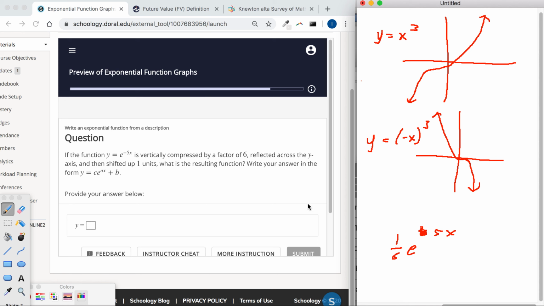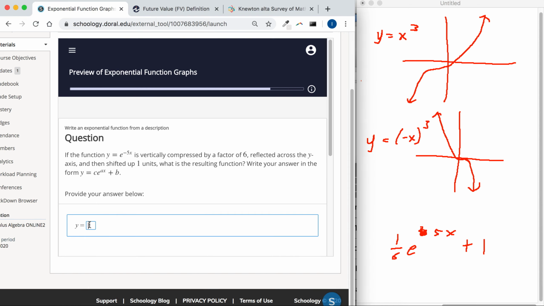If it is a reflection across the x-axis, you just multiply by a negative coefficient. And then shifted up 1 unit, so we're going to say +1 here to shift it up 1 unit. Nothing confusing with a vertical shift. It's just plus or minus. Did I miss anything? Shift up 1. Yep. e to the 5x plus 1.